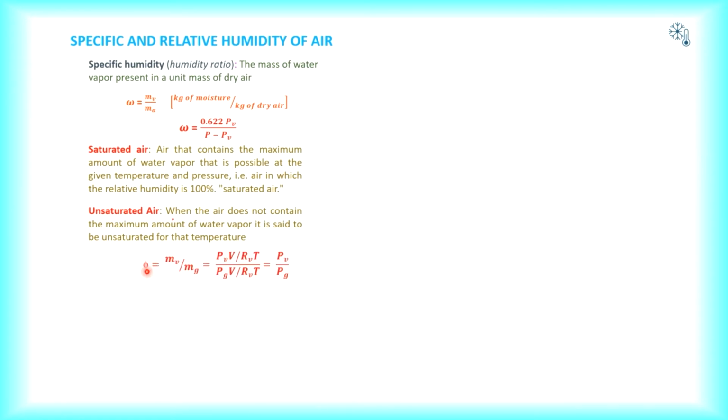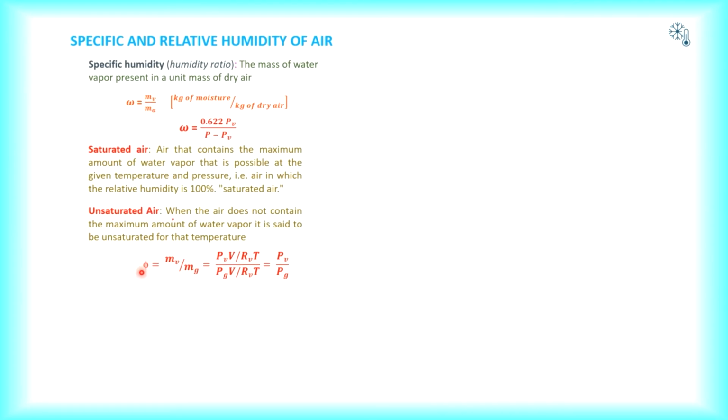So this term here, phi, is called the relative humidity. And this one is called the specific humidity. Specific humidity is a ratio of the mass of water vapor to the mass of dry air. Usually it refers to 1 kg of dry air.